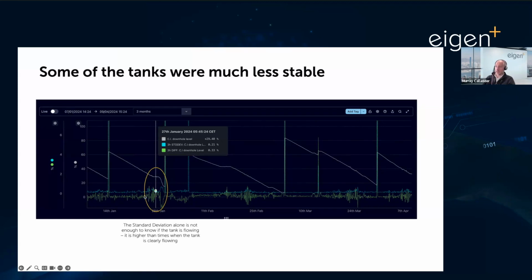And we then have things like this, where we see a big variability in the standard deviation, and it's quite difficult to separate the regimes at times. In this instance, this is on the downhole corrosion inhibitor, one of the more unstable tanks. The standard deviation is much higher when the tank is actually not flowing because we've got a big variability in the level. So we also need to use the difference to try and determine if this tank is flowing or not.